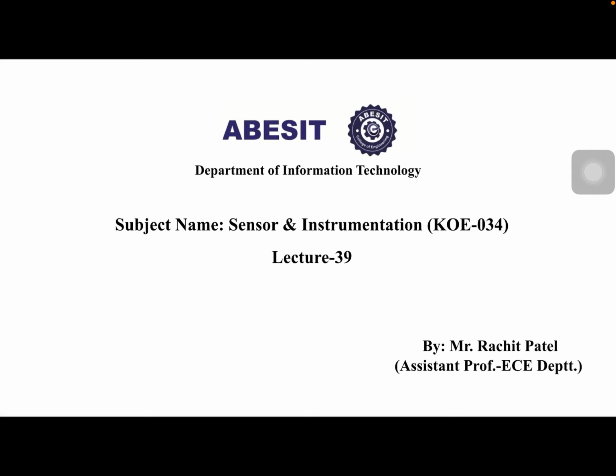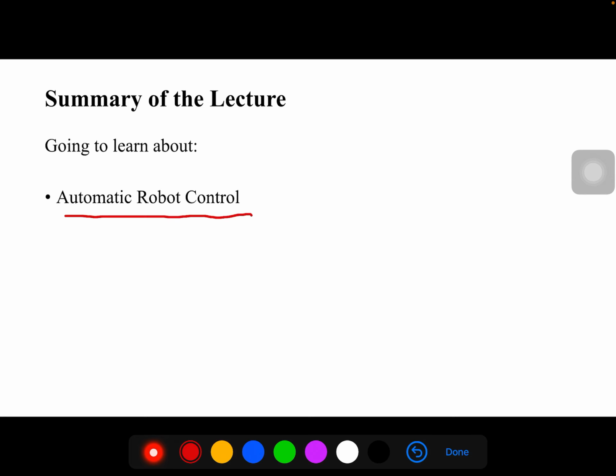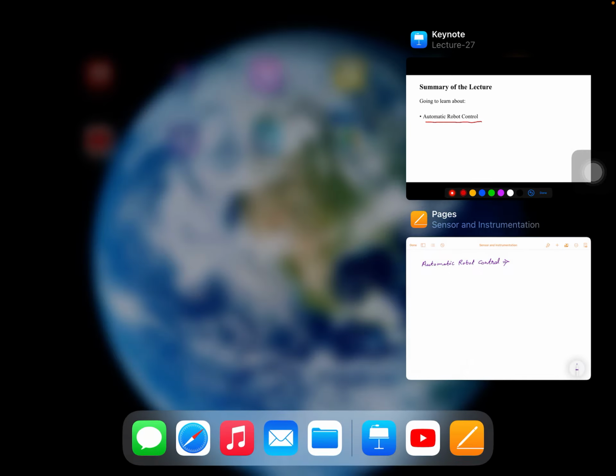Hello student, this is lecture 39 based on 5th unit for the subject sensor and instrumentation. And in this lecture, we are going to discuss about the automatic robot control, how this automatic robot control comes into the part of the sensor and instrumentation. Okay. So, let us discuss some basic points related to this automatic robot control.